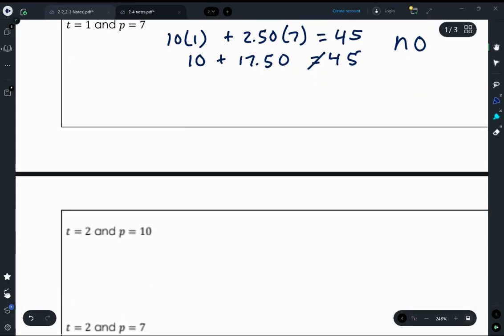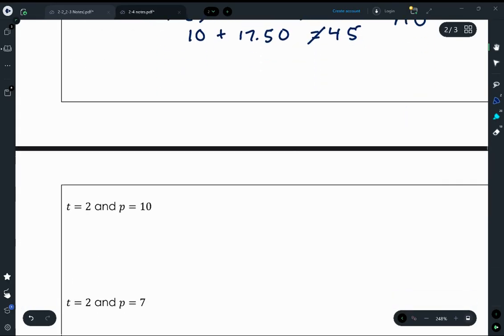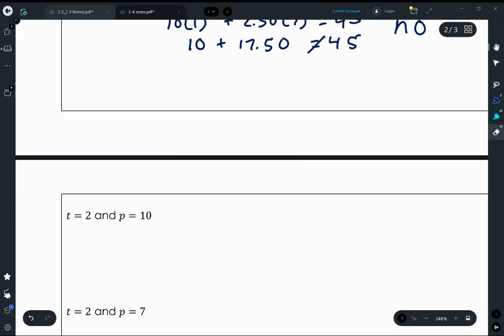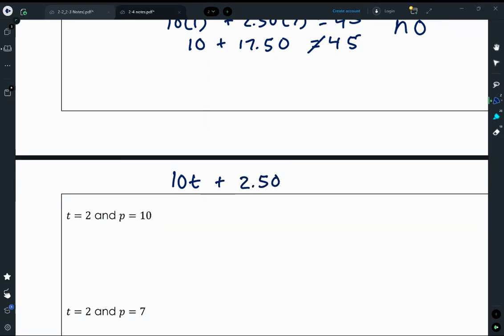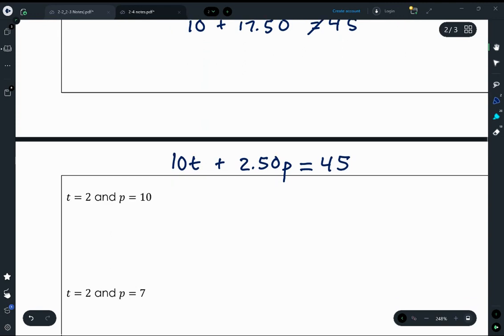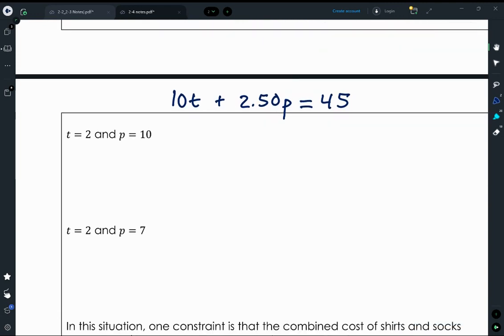All right, let's see about another one. T equals 2 and p equals 5. So remember we did, let's write our equation here. 10 times our number of t-shirts plus $2.50 for each pair of socks. And we know that he spent 45, so it's equal to $45. So that's what we're using. Helps to kind of have that to look at. So we're going to try a couple more combinations.